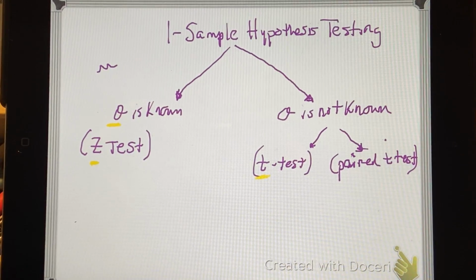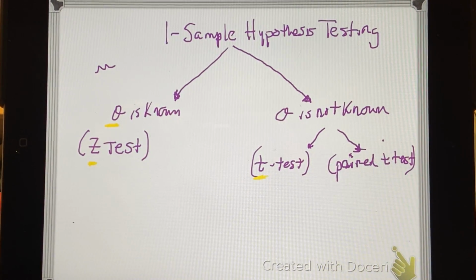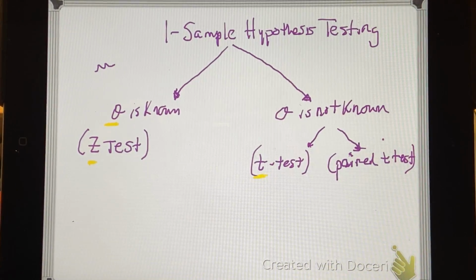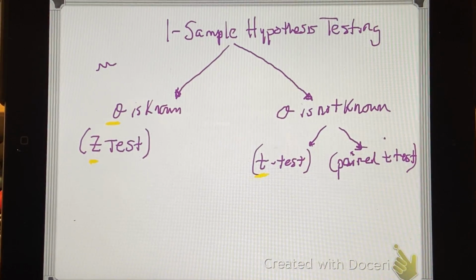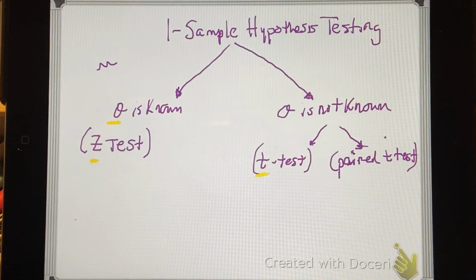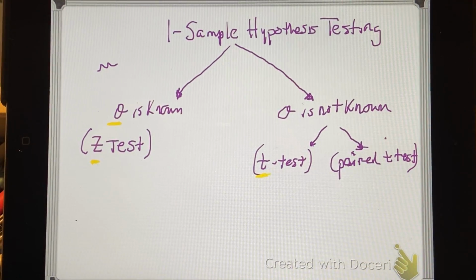Okay, and there's going to be 2 types of t-tests. I mean, you do the same thing, it's just the way the data is presented. So I'll go over both of those here in a second. So you just have to keep it straight. Is sigma known? If sigma is known, then you're going to use a z-test. If sigma is not known, then we're going to use a t-test.